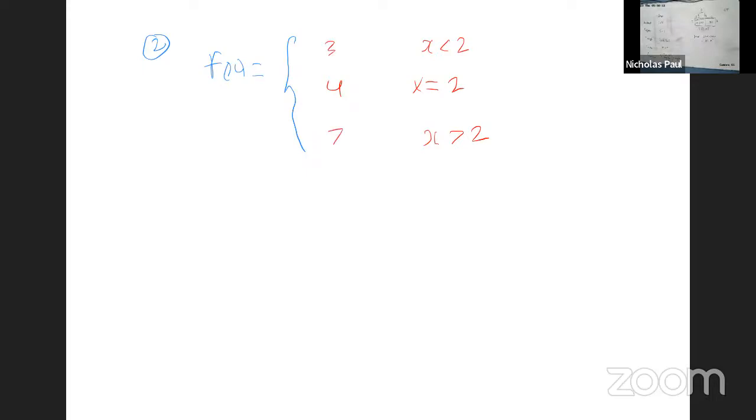Plot that graph for me. Determine if it is continuous at x equal to 2.